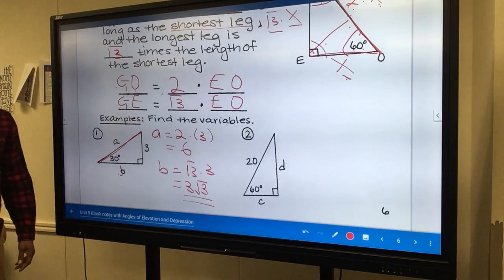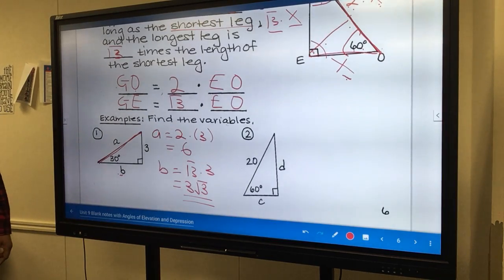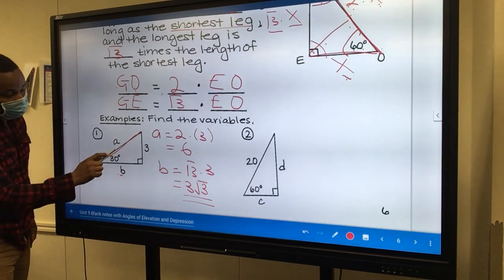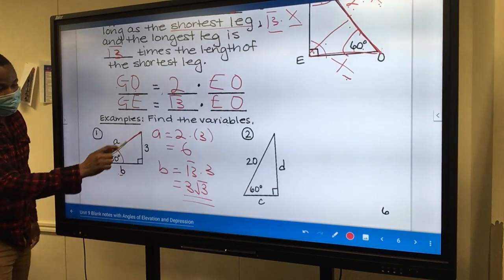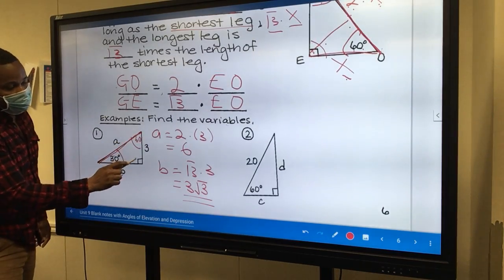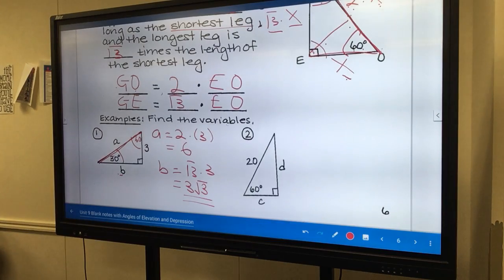Now, first you have to determine what type of triangle it is. I can see that this is a 30, this will be 60, and this will be a 90. So this is a 30-60-90 triangle. That's why I'm using this formula. If you see a 90, 45, 45, do not use this one, okay? For 45-45-90, we said that it is x, the shorter length, times what? Root 2, right? That's what we established yesterday.